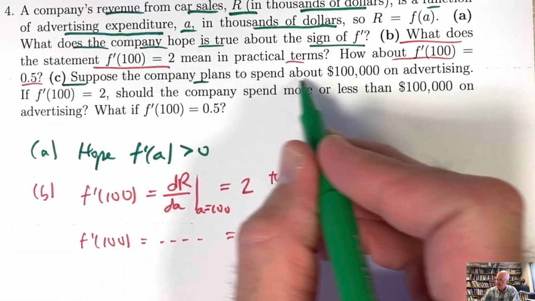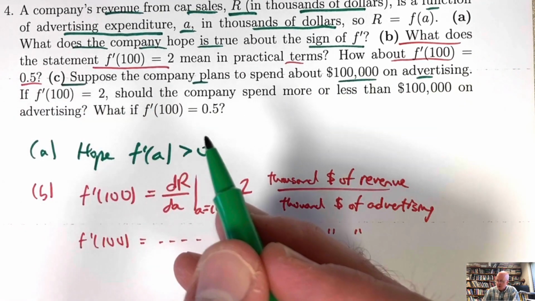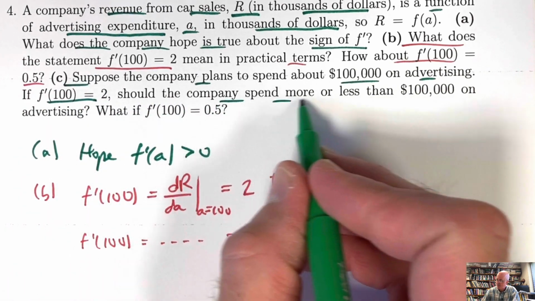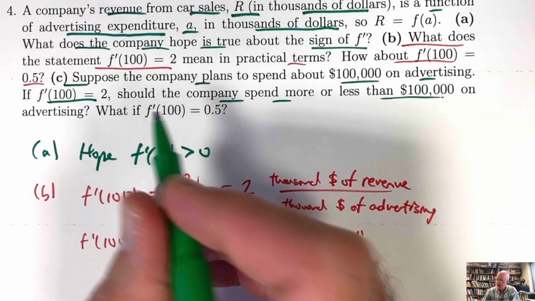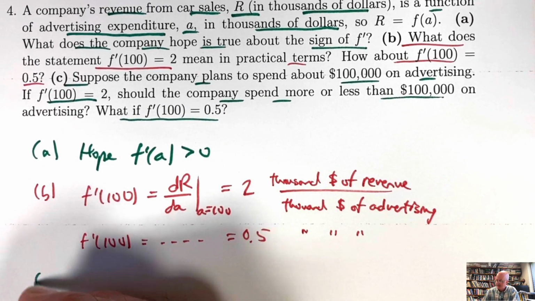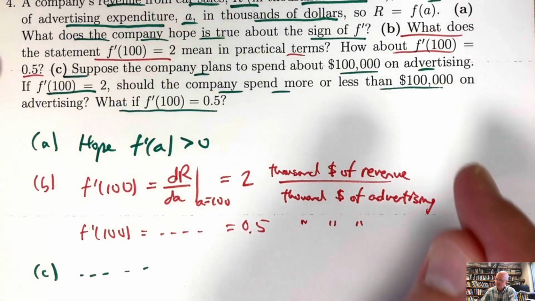Suppose the company plans to spend about $100,000 on advertising. That's the current plan, at least. If f prime of 100 is 2, should the company spend more or less than $100,000? Should they increase their advertising budget or not? And what if it's 0.5? Essentially, I've already answered this verbally, and I'm not going to bother writing it down to save time. Let me emphasize the meaning verbally again.